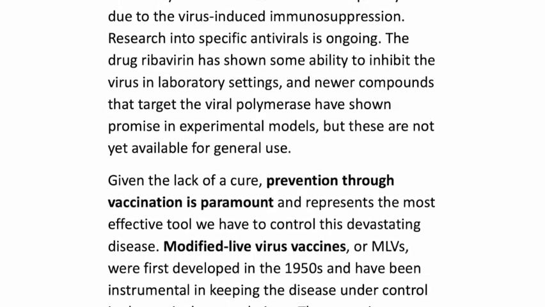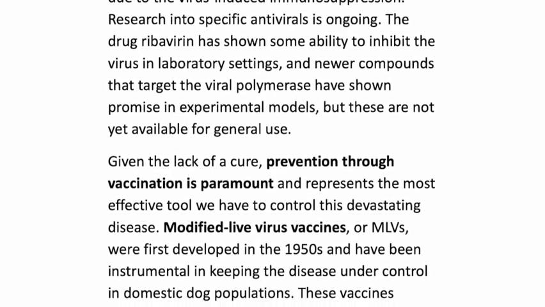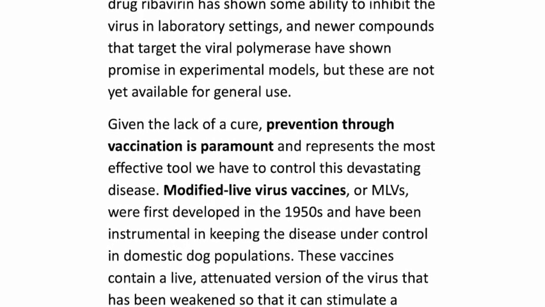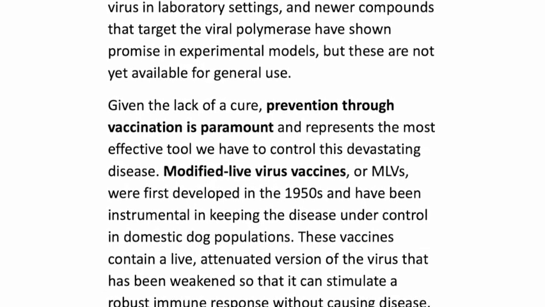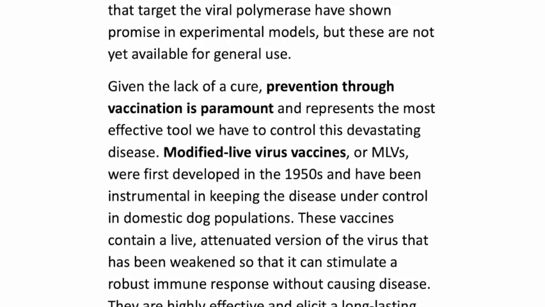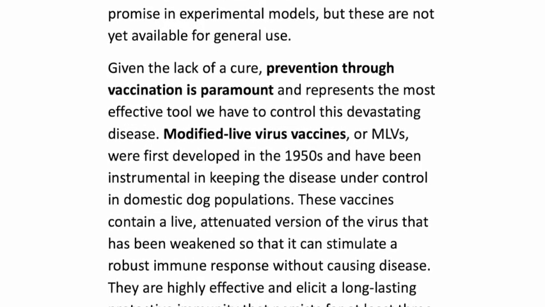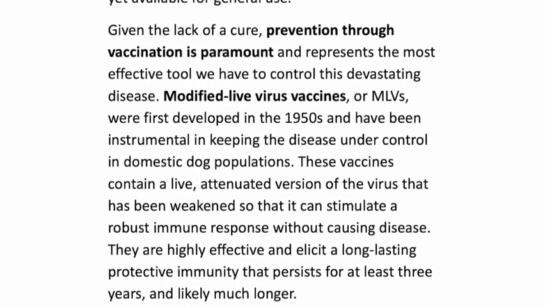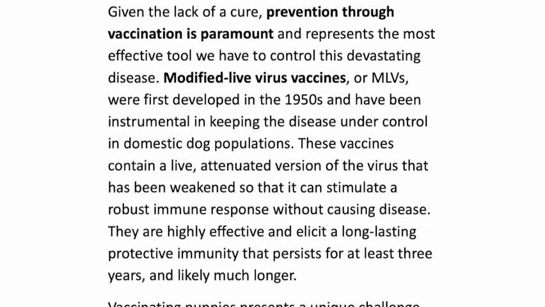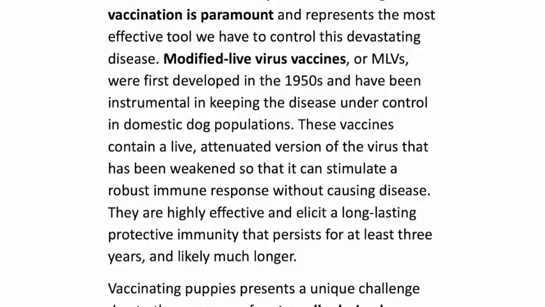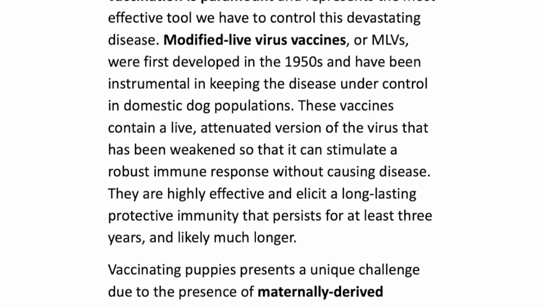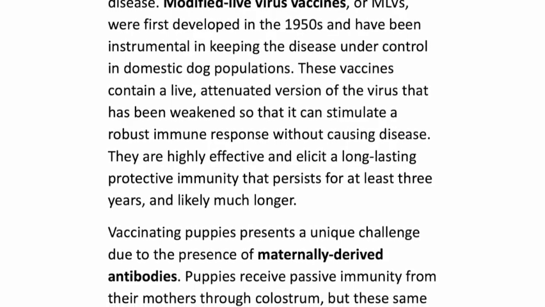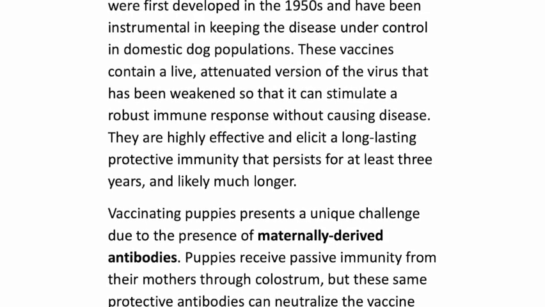Given the lack of a cure, prevention through vaccination is paramount and represents the most effective tool we have to control this devastating disease. Modified live virus vaccines, or MLVs, were first developed in the 1950s and have been instrumental in keeping the disease under control in domestic dog populations. These vaccines contain a live, attenuated version of the virus that has been weakened so that it can stimulate a robust immune response without causing disease. They are highly effective and elicit a long-lasting protective immunity that persists for at least 3 years, and likely much longer.